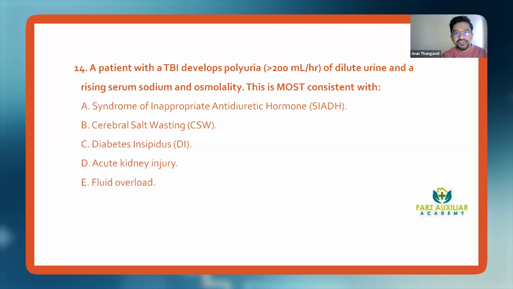A patient with traumatic brain injury develops polyuria, more than 200 mL per hour of dilute urine, and rising serum sodium and osmolality. What is the diagnosis here? I've got all simple questions for you guys. A few tough ones, but you'll see in the end. Yes, diabetes insipidus. So how do you treat diabetes insipidus?